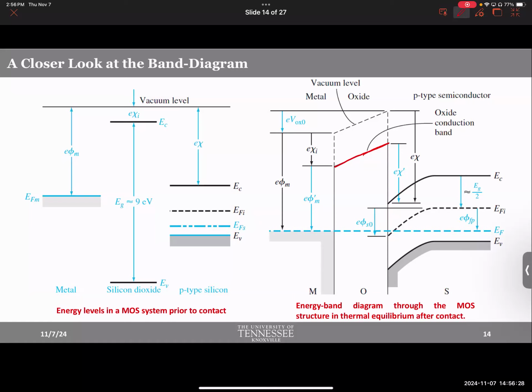So this is essentially a loss. An oxide will lead to some sort of voltage loss. And this amount of bending shows you how much voltage is being dropped across the oxide.